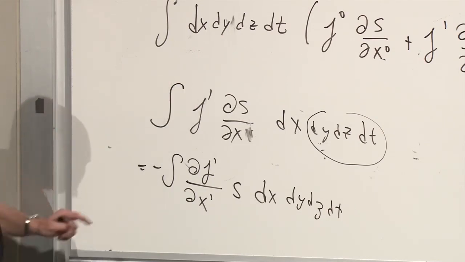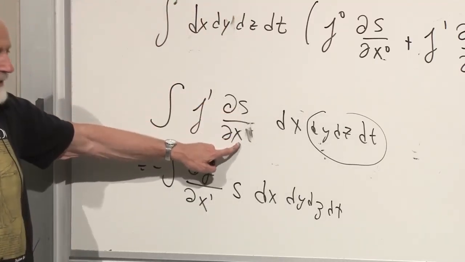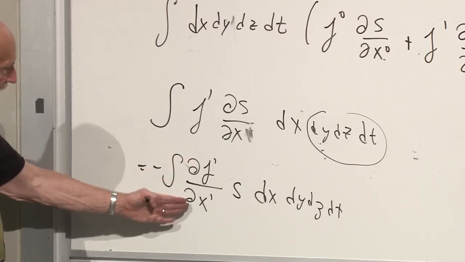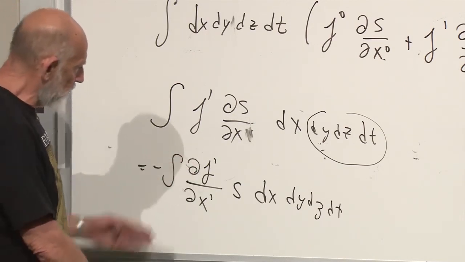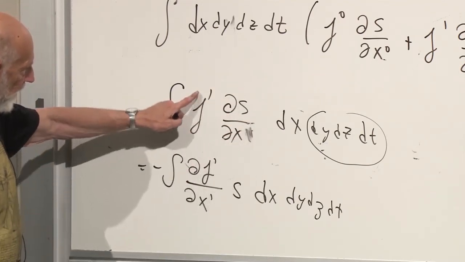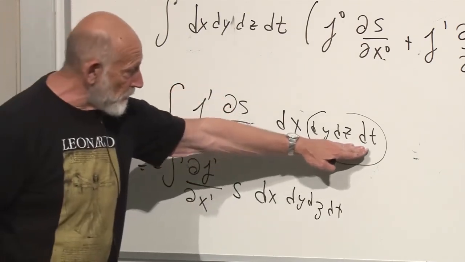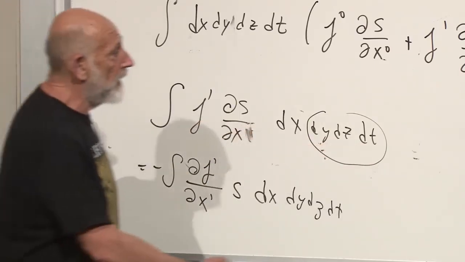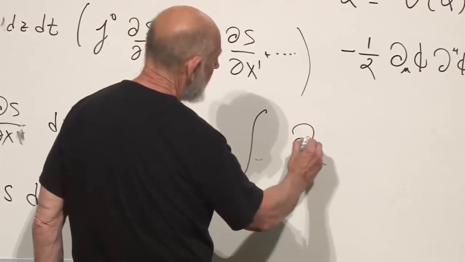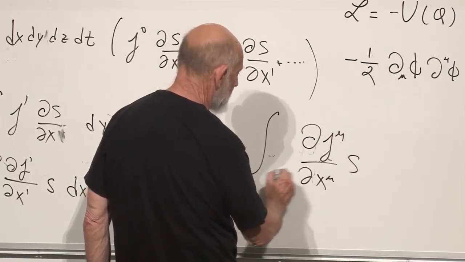What would happen if I did the same game with the second term? The second term is j2 dS by dx2. What would happen is we would get another contribution, and the other contribution would be dj2 by dx2. And supposing I did the third term, dS by dx3 times j3, that would give me dj3 by dx3. And finally, there's the time component. There's also a time integration here. If you do the whole thing, you find out that the change in the action is the integral of dj mu by dx mu times S.